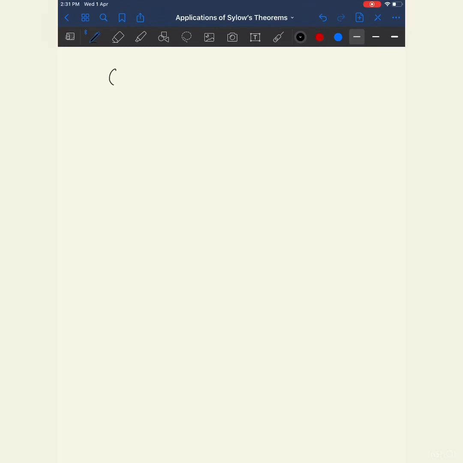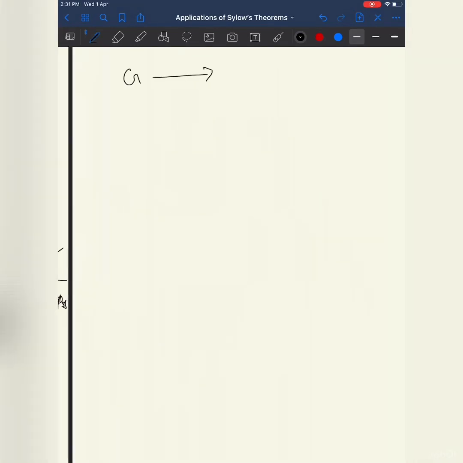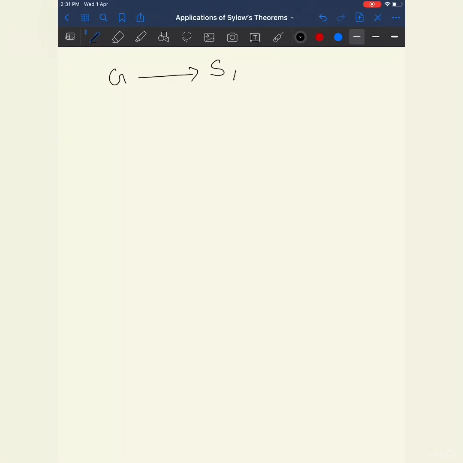This transitive action gives us a homomorphism from G to S of X, which in our case is S3. The order of S3 is 3 factorial, that is 6. Remember that G has order 96 here and 6 here, so the homomorphism cannot be injective.